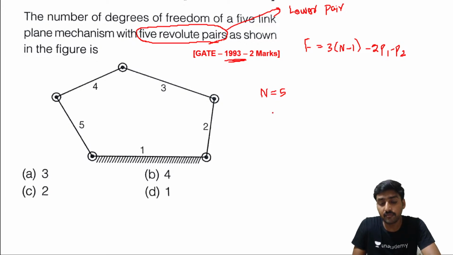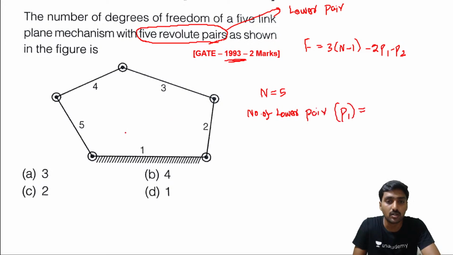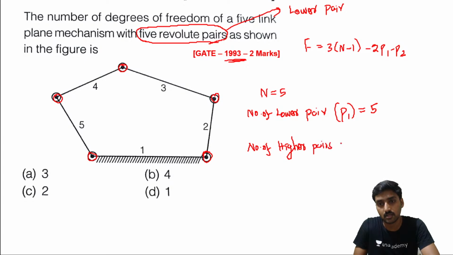Next, the number of lower pairs, that is p1. All are lower pairs: 1, 2, 3, 4, plus 5. Number of lower pairs is 5. The number of higher pairs is p2. There is no higher pair in this problem. It's 0.